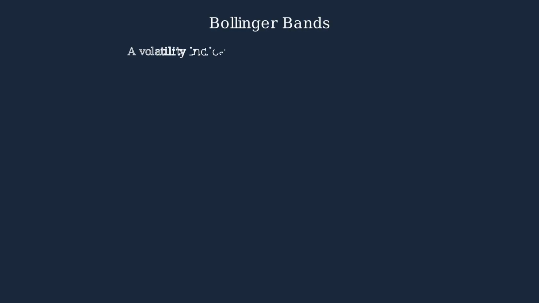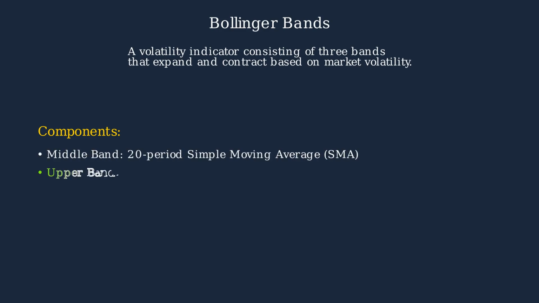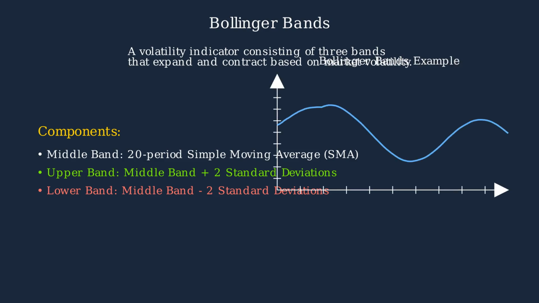Bollinger Bands are a powerful volatility indicator that helps traders identify potential overbought and oversold conditions. These bands consist of three components: a middle band, which is typically a 20-period simple moving average, and two outer bands placed at two standard deviations above and below the middle band. Let's visualize what Bollinger Bands look like on a price chart.